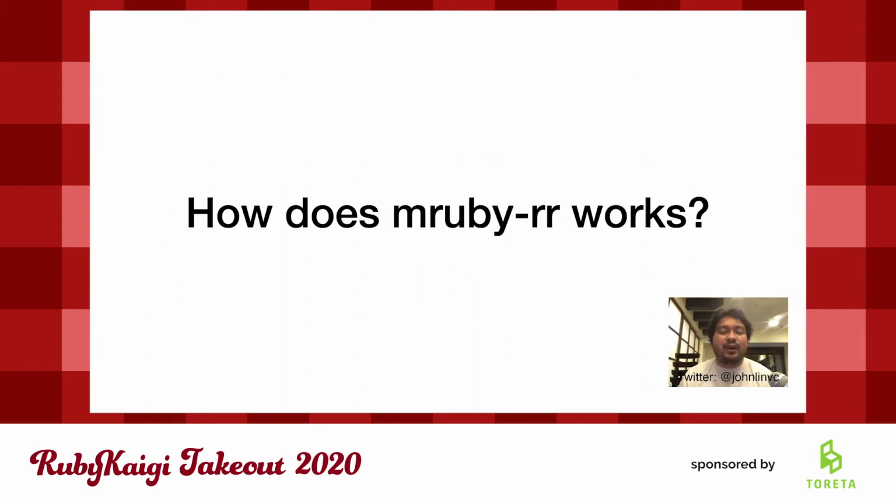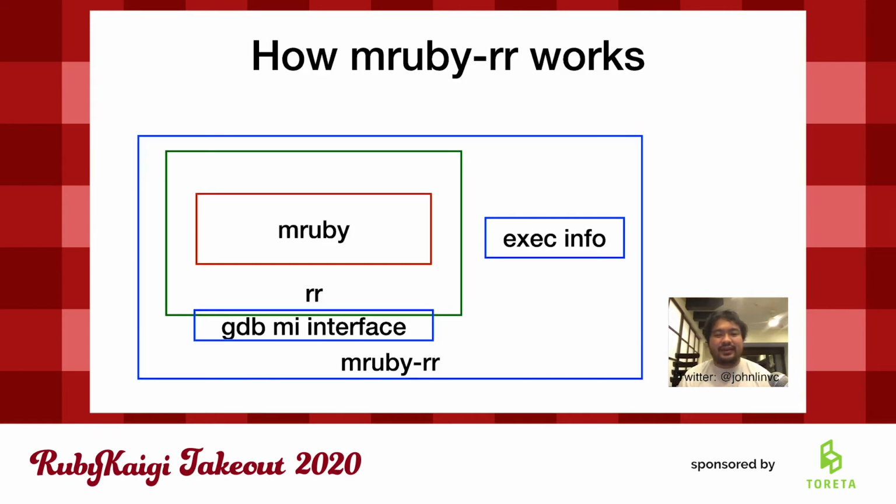So how does mruby-rr work? Here is a diagram. First, mruby-rr will start an RR process, and the RR process will start an mruby process. And mruby-rr will store execution info like the breakpoint list inside itself.